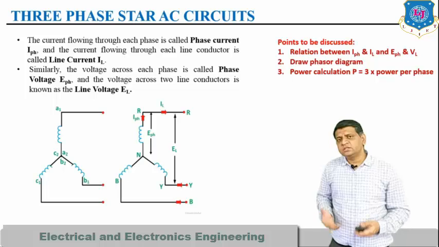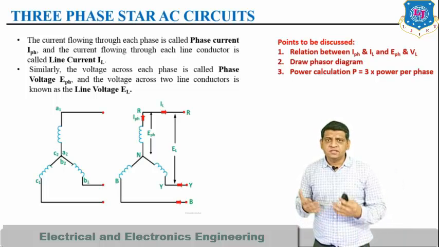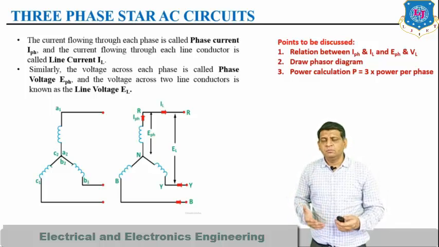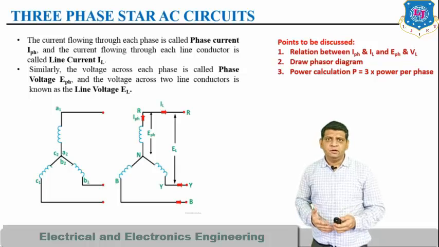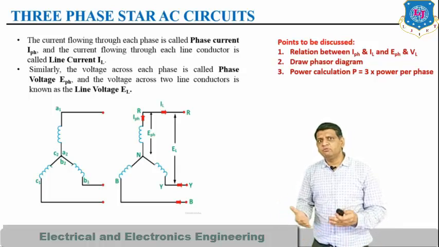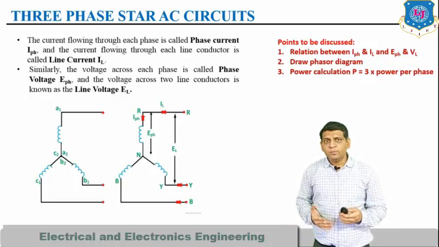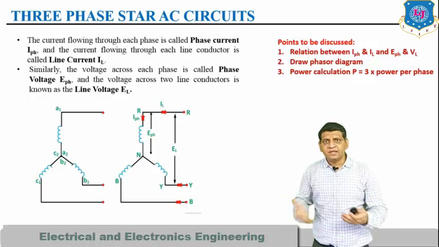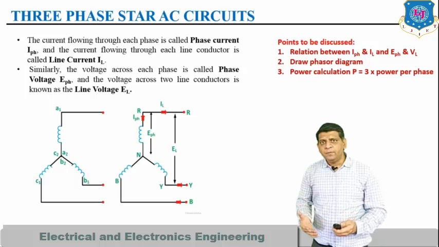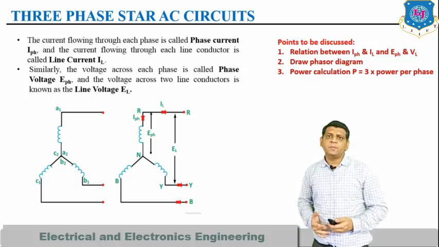Right, now based on the recap of our individual RL, RC and RLC single phase AC circuits, we discussed three points. Point number 1 is the relation between voltage and current. Since this is three phase, we need to find the relation of voltage and current of this star as well as delta network. This is a very important point, the same as we discussed in the single phase AC circuit, the relation between IPH and IL, and EPH and VL. So this is my point number 1.